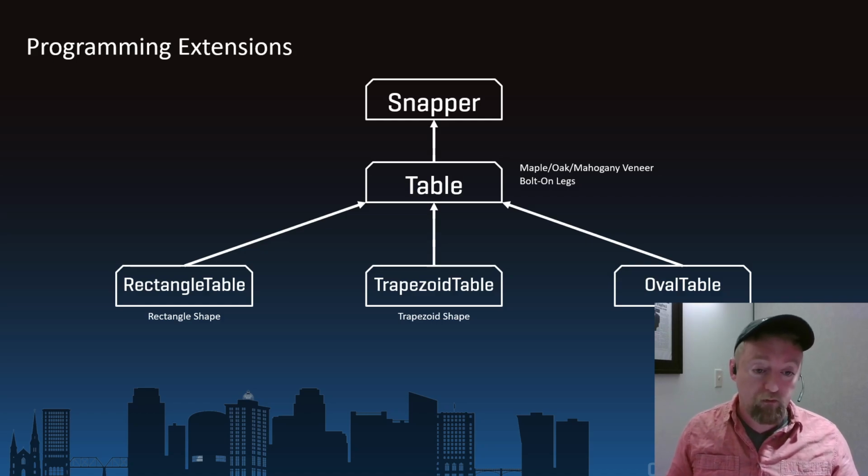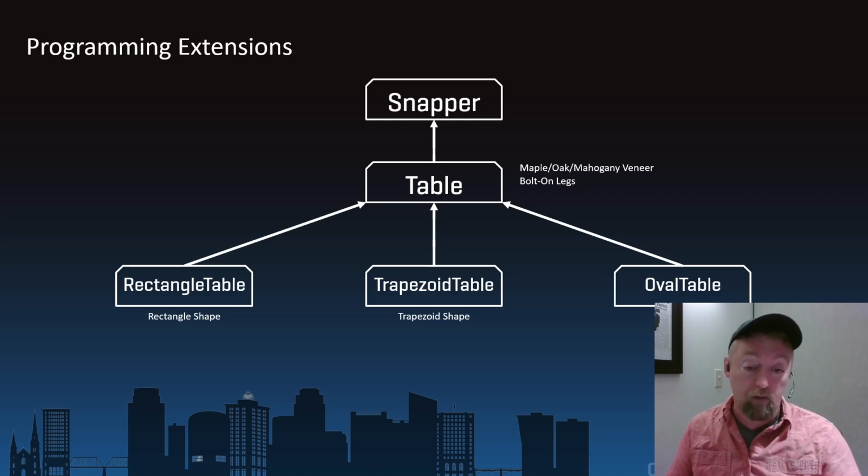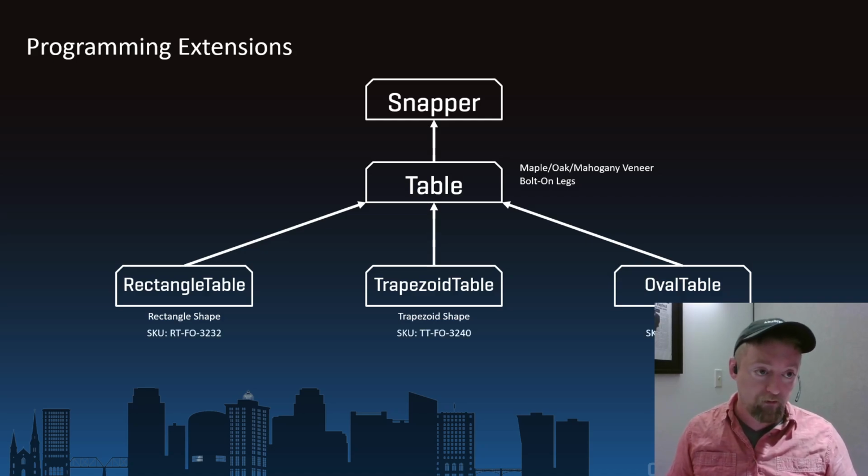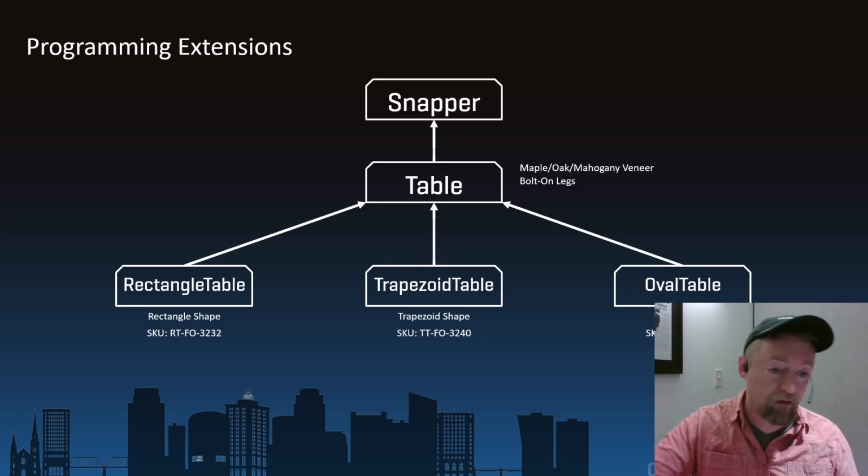Their shape. Each one of these tables has a unique shape, so those need to be programmed local to those objects. They each have their unique part numbers or their SKU numbers, so we put those specifically.